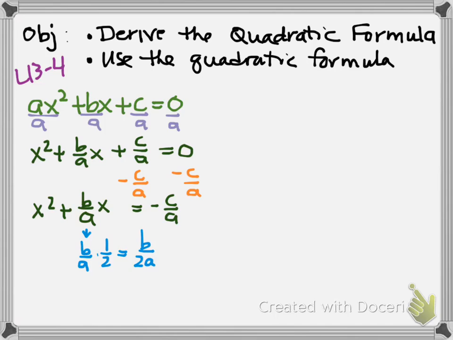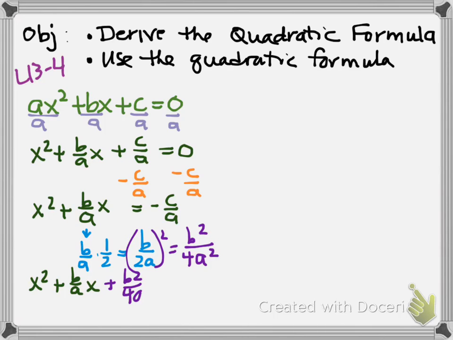Then what? I'm going to square it, right? So b squared is b squared, 2a squared: 2 squared is 4, a squared is a squared. Now what I'm going to do is take that value and add it back to both sides. So I get x squared plus b over a x plus b squared over 4a squared equals negative c over a plus b squared over 4a squared.